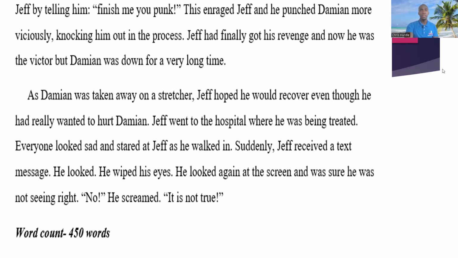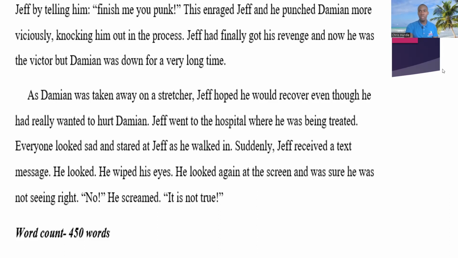All right, so let's go. As Damien was taken away on a stretcher, Jeff hoped he would recover even though he had really wanted to hurt Damien. Jeff went to the hospital where he was being treated. Everyone looked sad and stared at Jeff as he walked in. Suddenly, Jeff received a text message. He looked. He wiped his eyes. He looked again at the screen and was sure he was not seeing right. No, he screamed. It is not true.